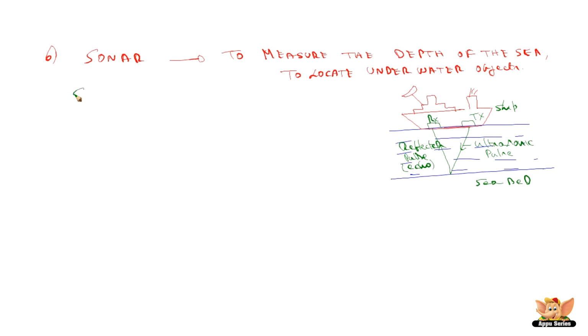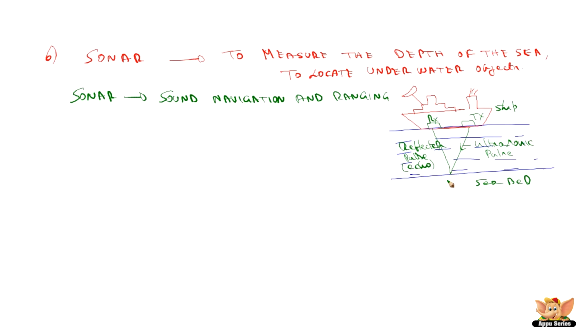So sonar is a short form which is nothing but sound navigation and ranging. So it is navigating the ship based on the sound waves and the echoes, and it will find the range. How far is it from the ship? That computation is done by the sonar.